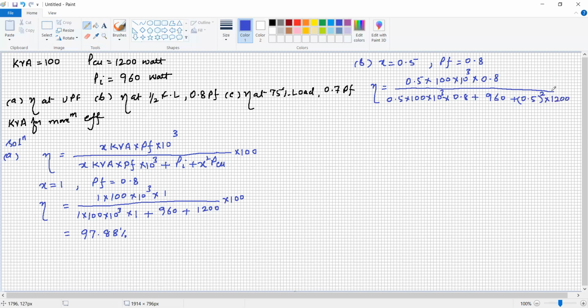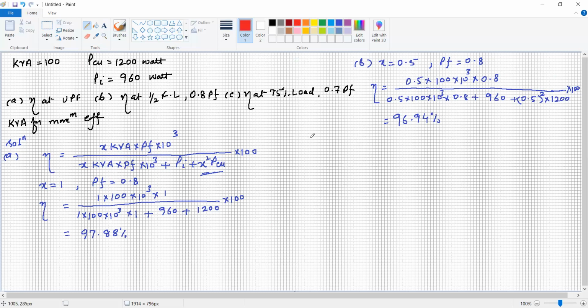This is important: here this is X square PCU. So the efficiency, the value for this one, is 96.94%.